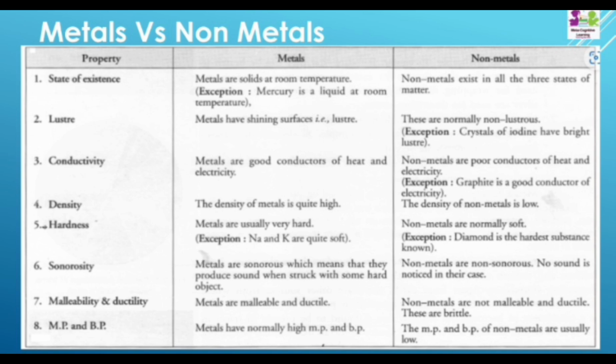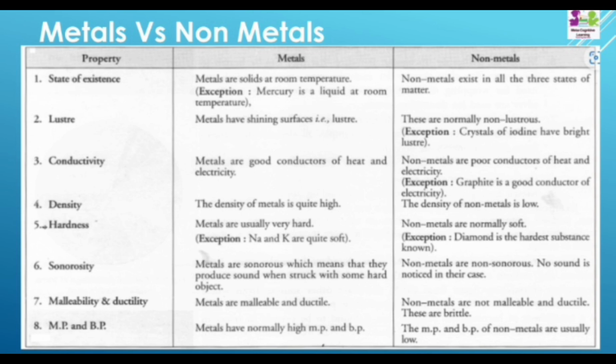And with respect to the luster nature, luster is all about how shiny an item is. So you all know that metals are basically shining in nature. You can see all metals like gold, silver, copper having a shining capability. So metals have a shining surface and non-metals do not have a shining surface. The only exception is iodine. Iodine is the only non-metal which is lustrous in nature.